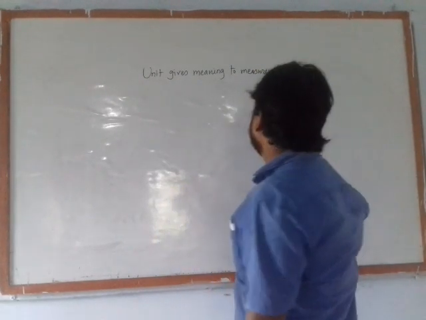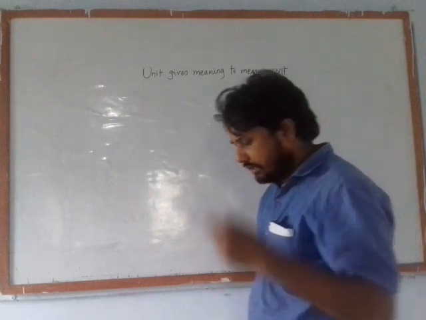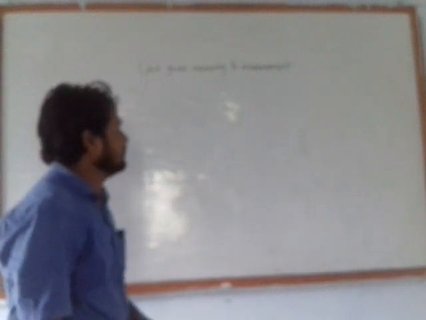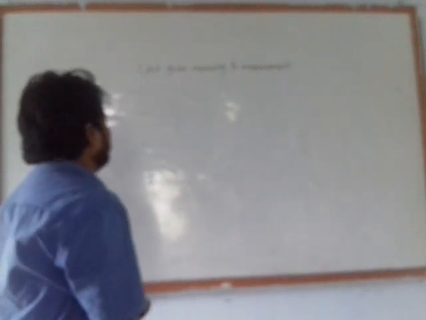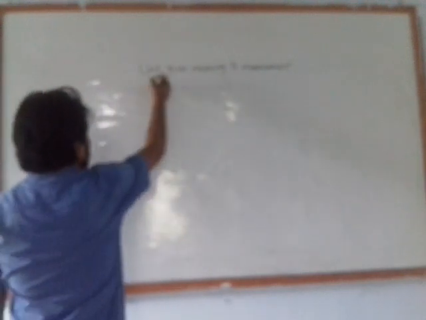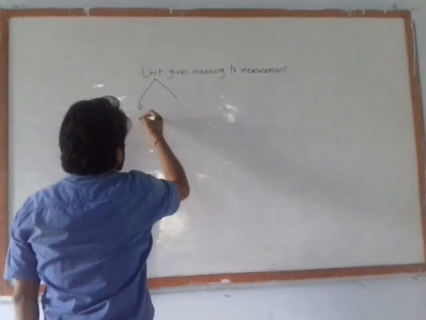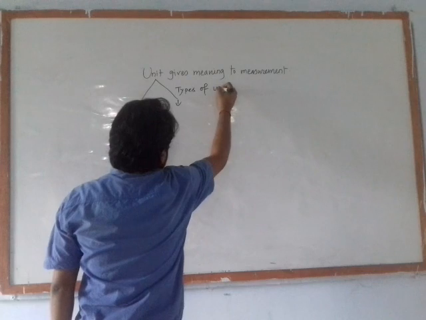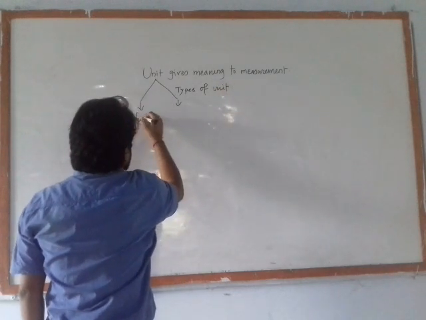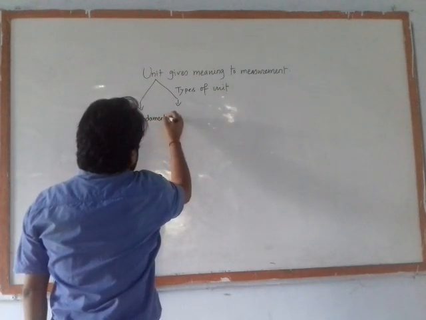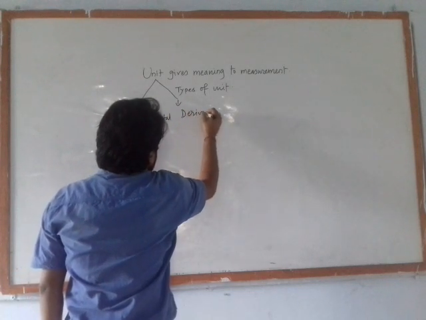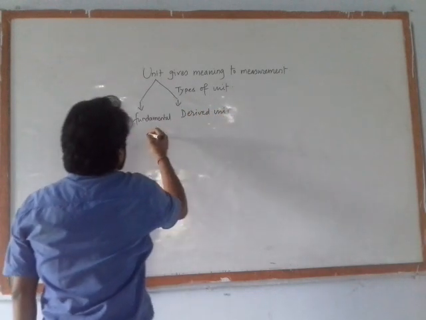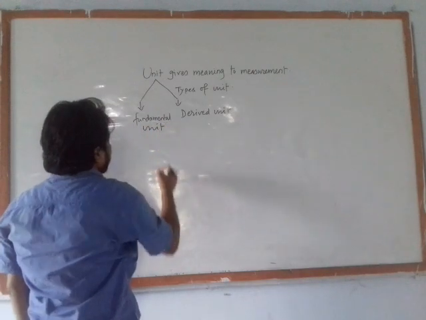And students, we have lots of processes for measurement. Here I am not going to discuss that because you have already studied it in the measurement chapter. But today I would like to emphasize some types of units. There are two types of units: one is fundamental unit and one is derived unit.